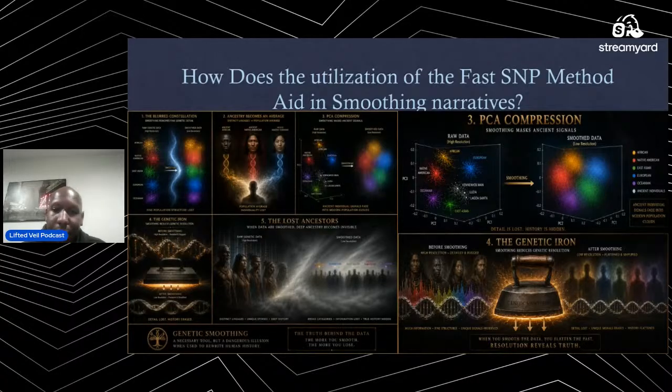And you can see box number 5 says lost ancestors. When data are smooth, deep ancestry becomes invisible. Number 4 says genetic erosion. Before smoothing, high resolution, detailed and rugged. Smoothing reduces genetic resolution. After smoothing, low resolution, flattened and simplified.